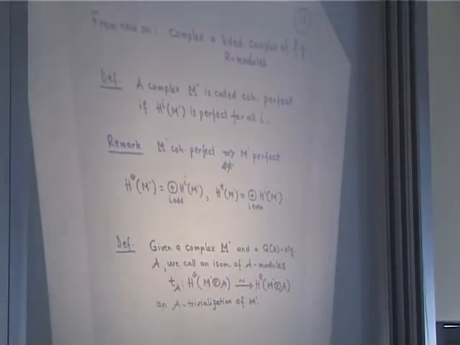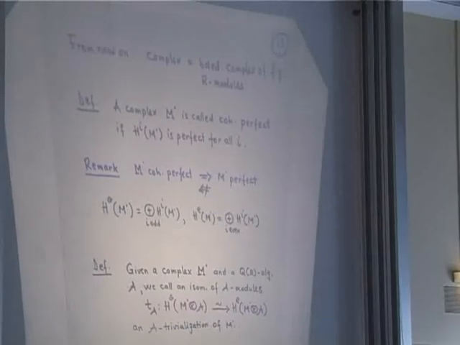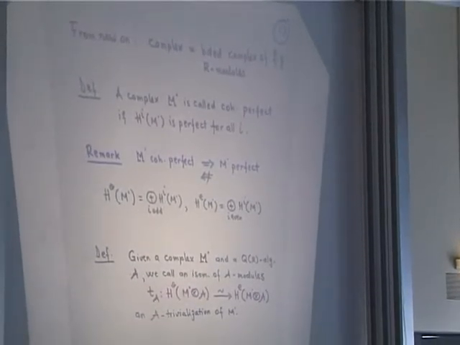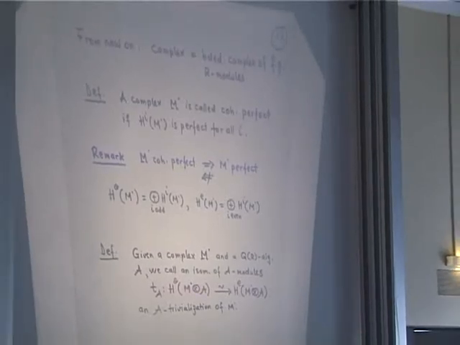And then a complex M is called cohomologically perfect if its cohomology groups, viewed as R modules, are perfect. That is, they have finite projective dimension over R. Now, it turns out that if a complex is cohomologically perfect, then it is perfect, but not vice versa. Here is another exercise for you.